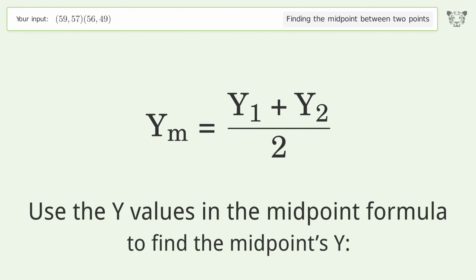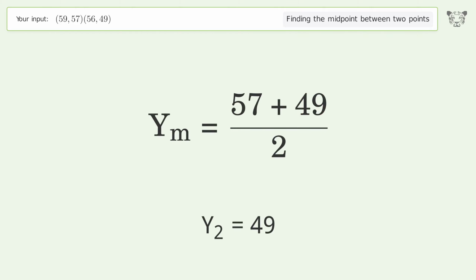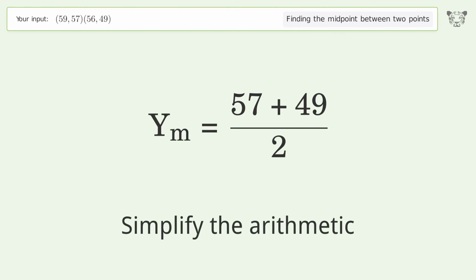Use the y values in the midpoint formula to find the midpoint's y. y1 equals 57. y2 equals 49. Simplify the arithmetic.